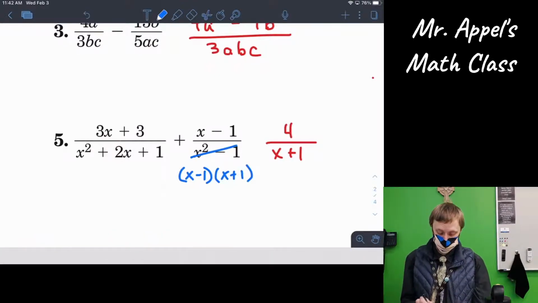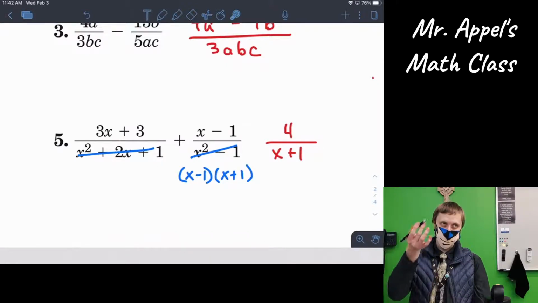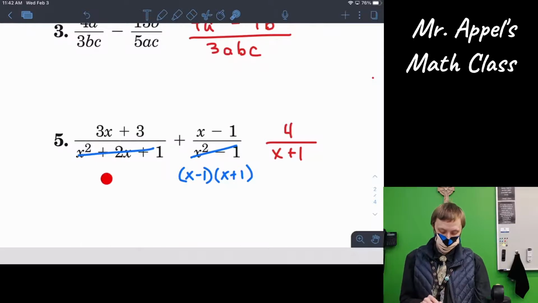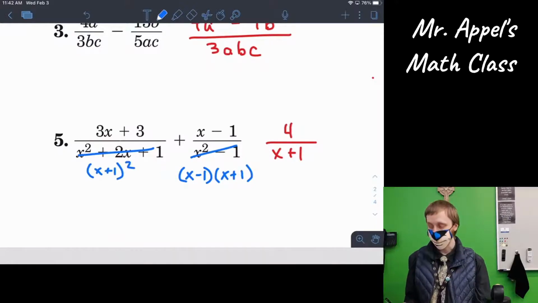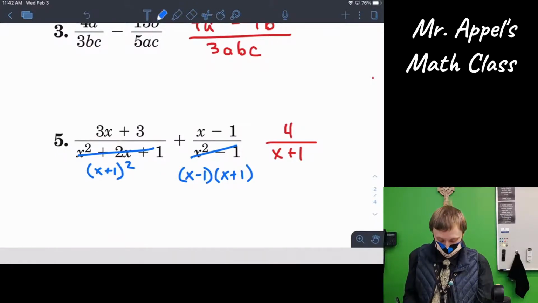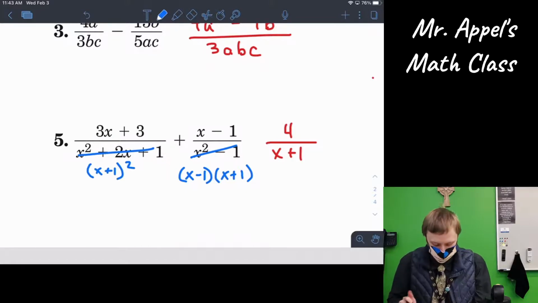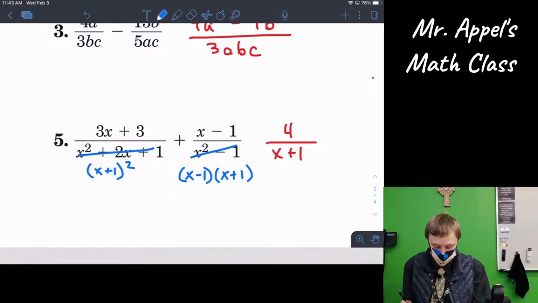Okay? Same thing over here. We've got a quadratic, so let's factor that guy out. It's not a perfect square trinomial. Wait, it is. Yeah, square root of 1 is 1. Double that is 2. So yes, this is x plus 1 squared. See, those special products coming in handy, right? Super easy factoring format.